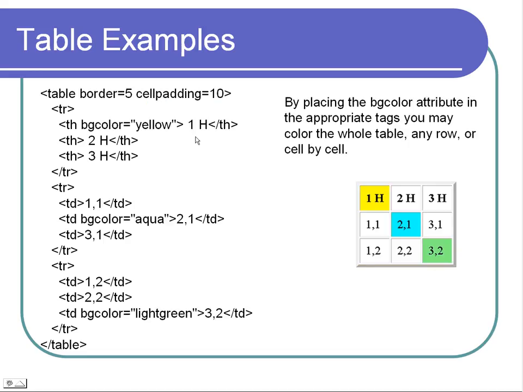Now I tried a few other fancy things like coloring. I decided to take this cell and color it yellow. So I've got my background color yellow, and I just colored the one cell. Notice over here, I did aqua here and green down here, light green. And you can see where I put these. I put them in the table data or the table header tag.